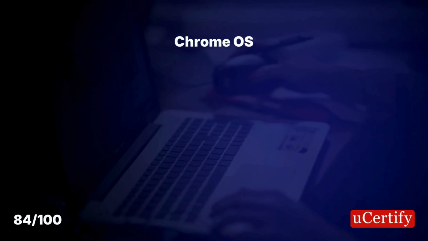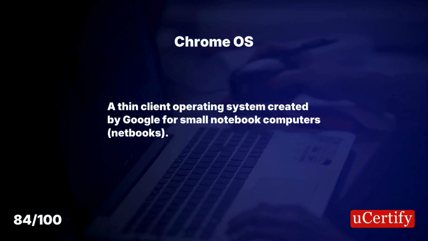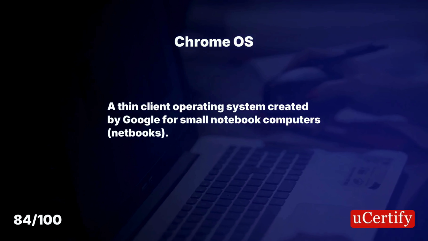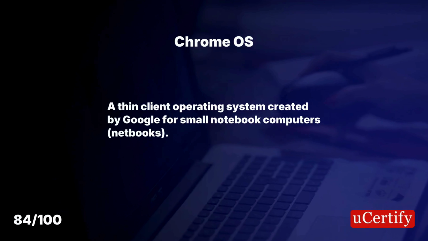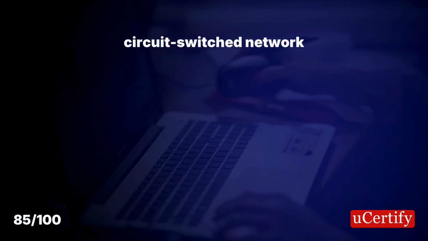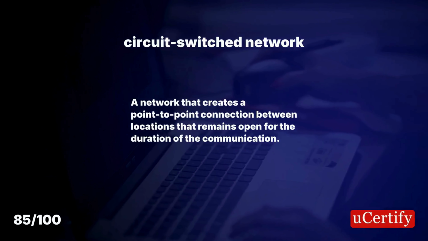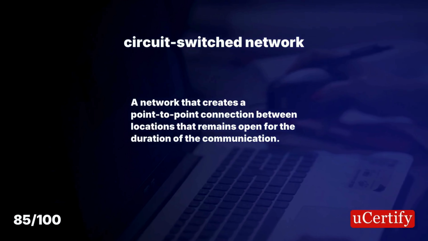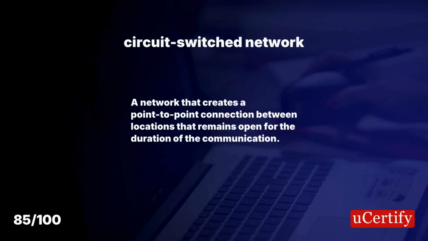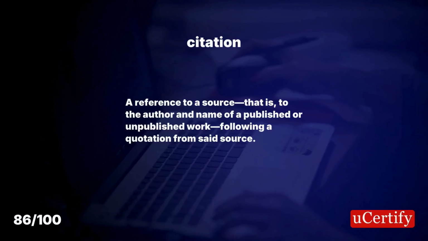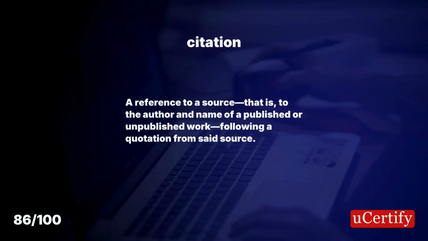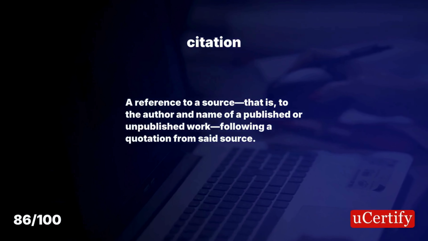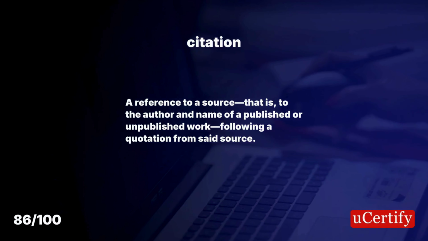Term: Chrome OS. Definition: a thin client operating system created by Google for small notebook computers, netbooks. Term: circuit-switched network. Definition: a network that creates a point-to-point connection between locations that remains open for the duration of the communication. Term: citation. Definition: a reference to a source, that is, to the author and name of a published or unpublished work following a quotation from said source.